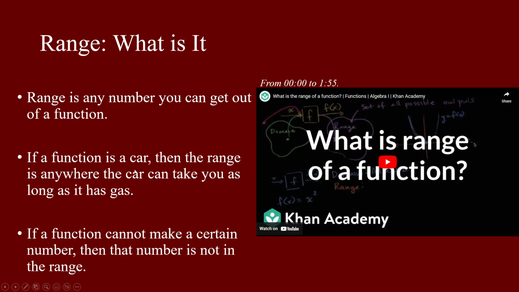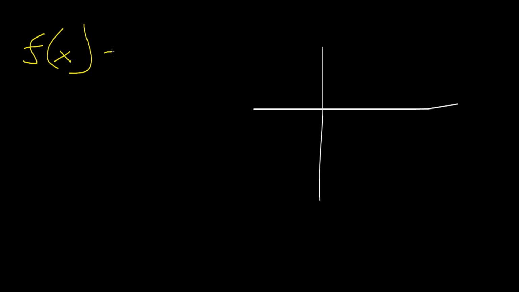So range is a little bit different. If a function is a car and the domain is the gas, then the range is anywhere the car can take you when it has the gas. So it's how far you can travel. So let's look at 2 instances of range. And this is where graphs are really going to help us. So that function I did before, let's do it in a different color. Let's say I have f of x. So f of x is 2 times x. Okay, so that line is going to look like this.